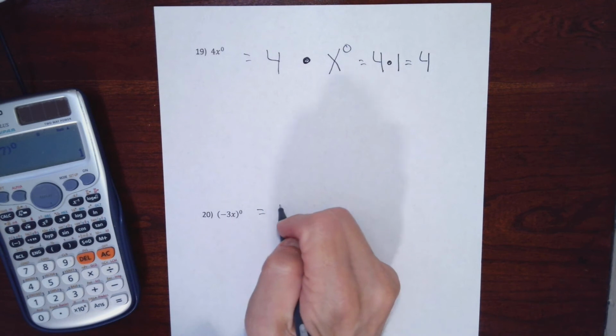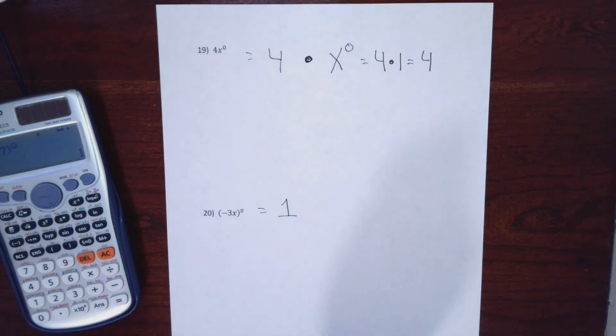20, if you have a parentheses with a 0 exponent, it doesn't matter what's inside the parentheses, that's going to reduce to 1. So the answer to 20 is just going to be 1.